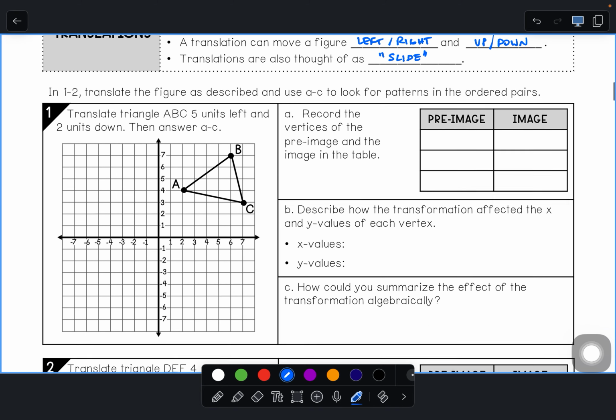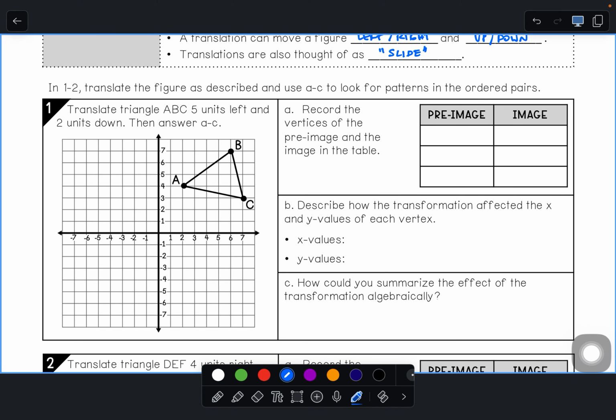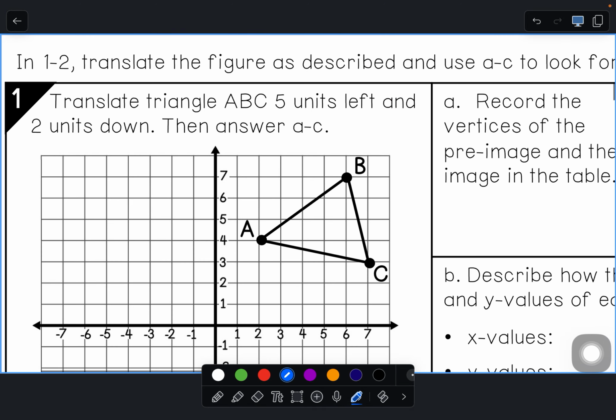We're going to take a look at an example here. In this first example, translate triangle ABC 5 units left and 2 units down, and then answer the corresponding questions. This is as simple as taking each of these points and moving it the 2 directions that they're telling us. So this is telling us left and down. We're going to take each point and count 5 left, 2 down.